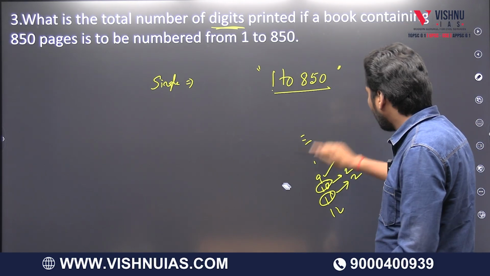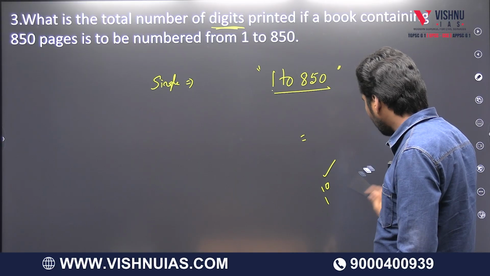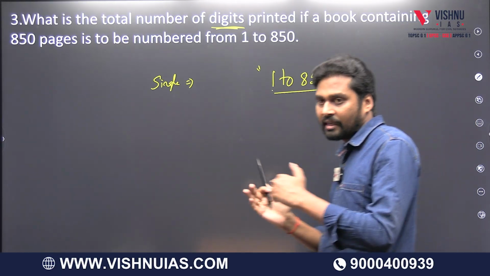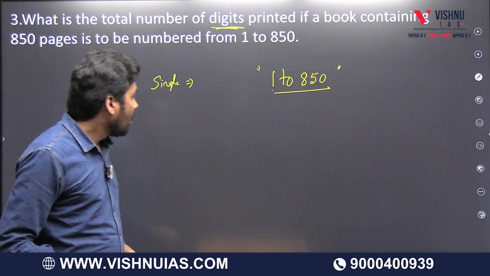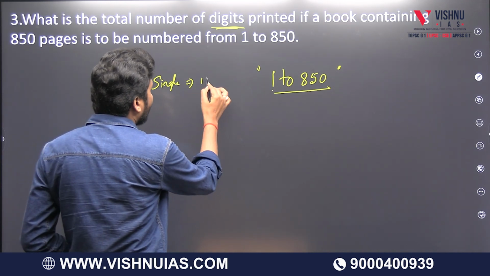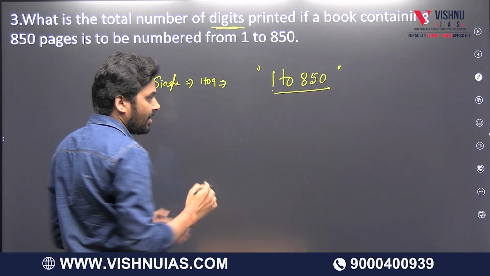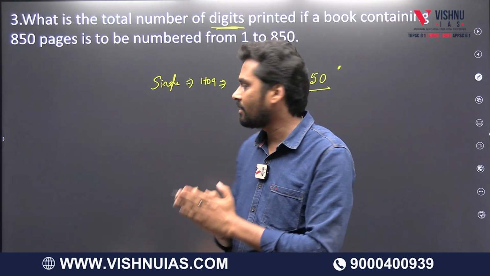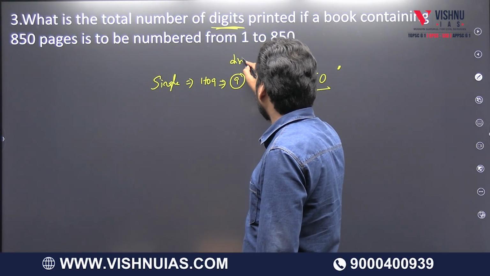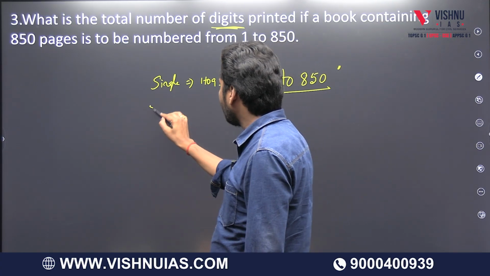For that, if you want to find out the answer, we'll have to segregate them into single digit, 2 digit and 3 digit. Tell me how many single digit numbers we have. Single digit page numbers are from 1 to 9, all are single digits. Page number 1 to 9, single digit numbers. How many digits are we using? Digits are 9. Next we take the 2 digit.